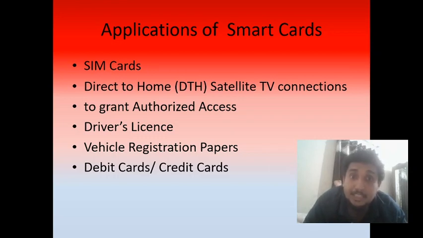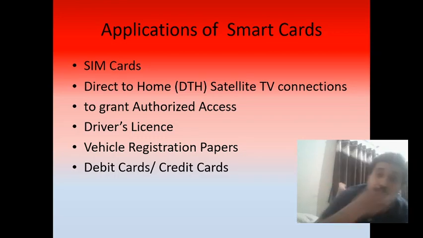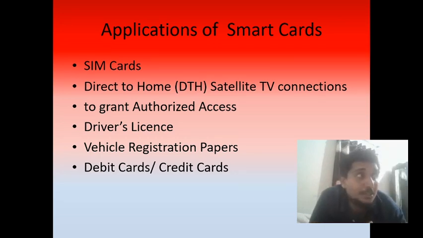So this is one. Then direct to home satellite TV connections. If you have a TV connection at your home, then it is imperative that you should also have a set-top box, and these set-top boxes are read using a card. So these cards are also smart cards.